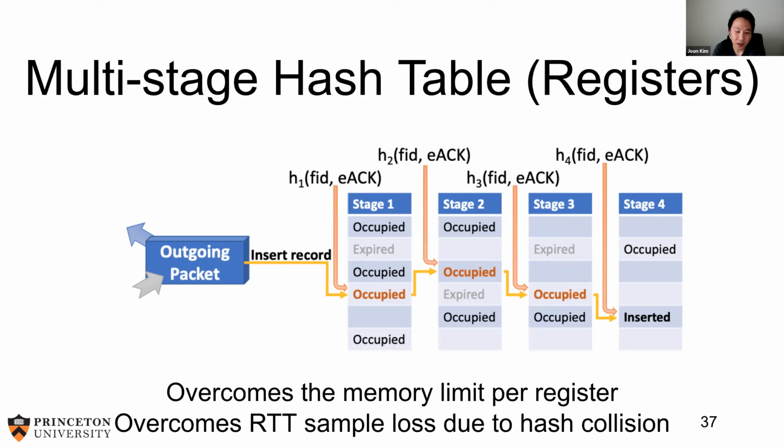And this overcomes the memory limit per register, first of all, and it also overcomes the RTT sample loss due to a hash collision, because now you have multiple different hash functions, which will reduce the chance of having a hash collision.